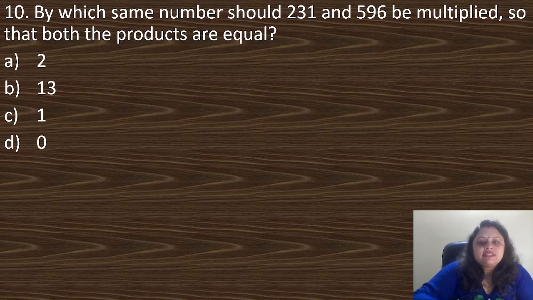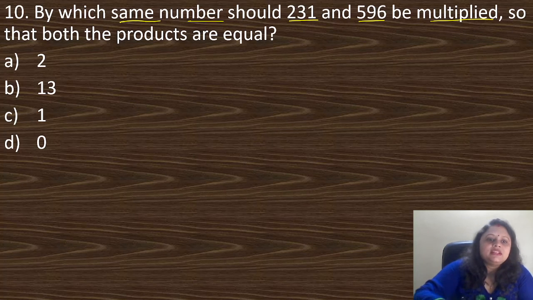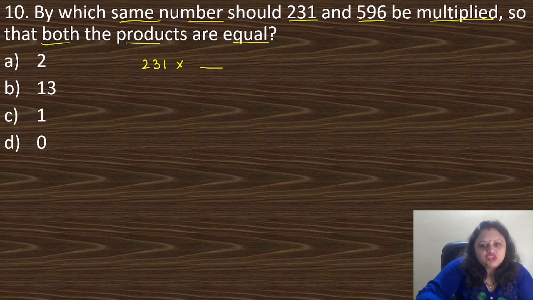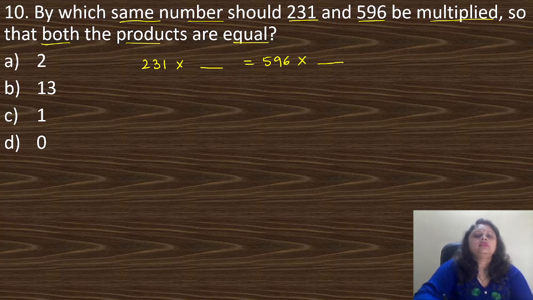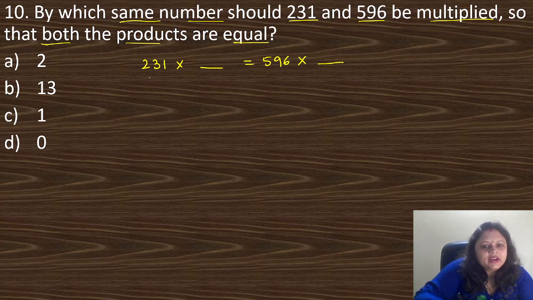By which same number should 231 and 596 be multiplied so that both the products are equal? 231 into how much will be equal to 596 into that same number. So 231 is a number, 596 is a different number. So how is it possible that if we multiply the same number, we will get the same product? Is it possible? Anybody know the answer? If anybody knows, then you can comment.